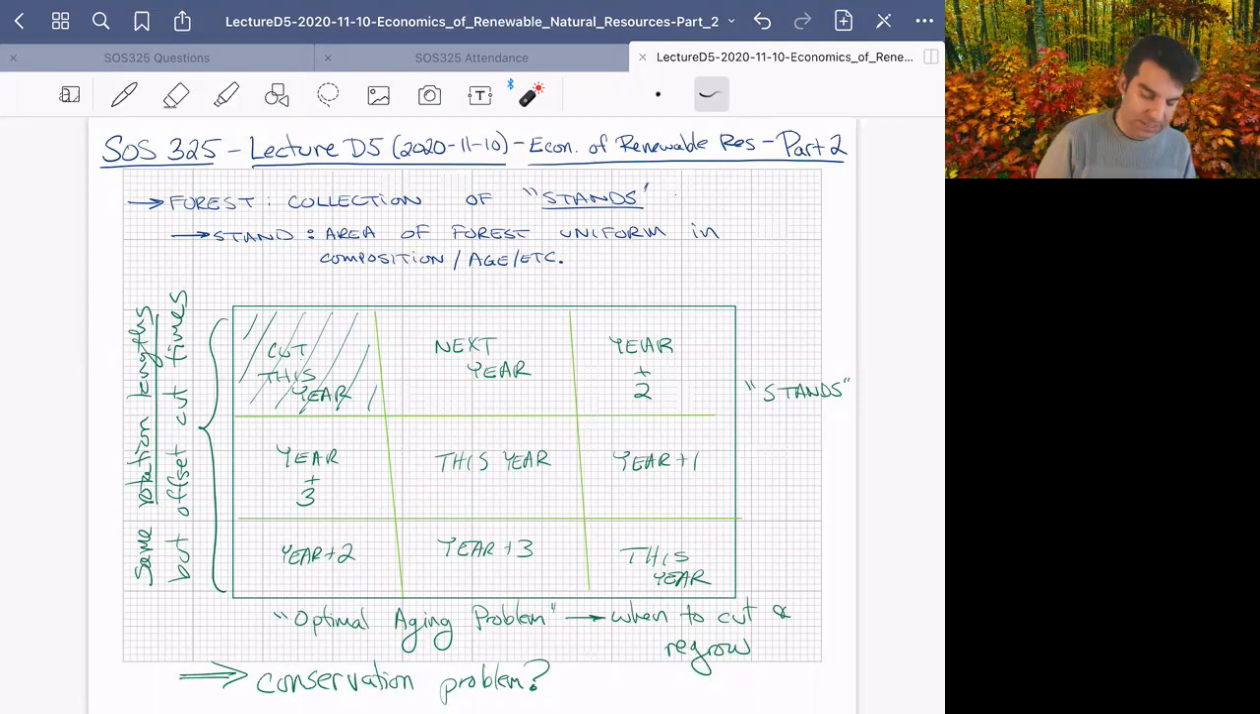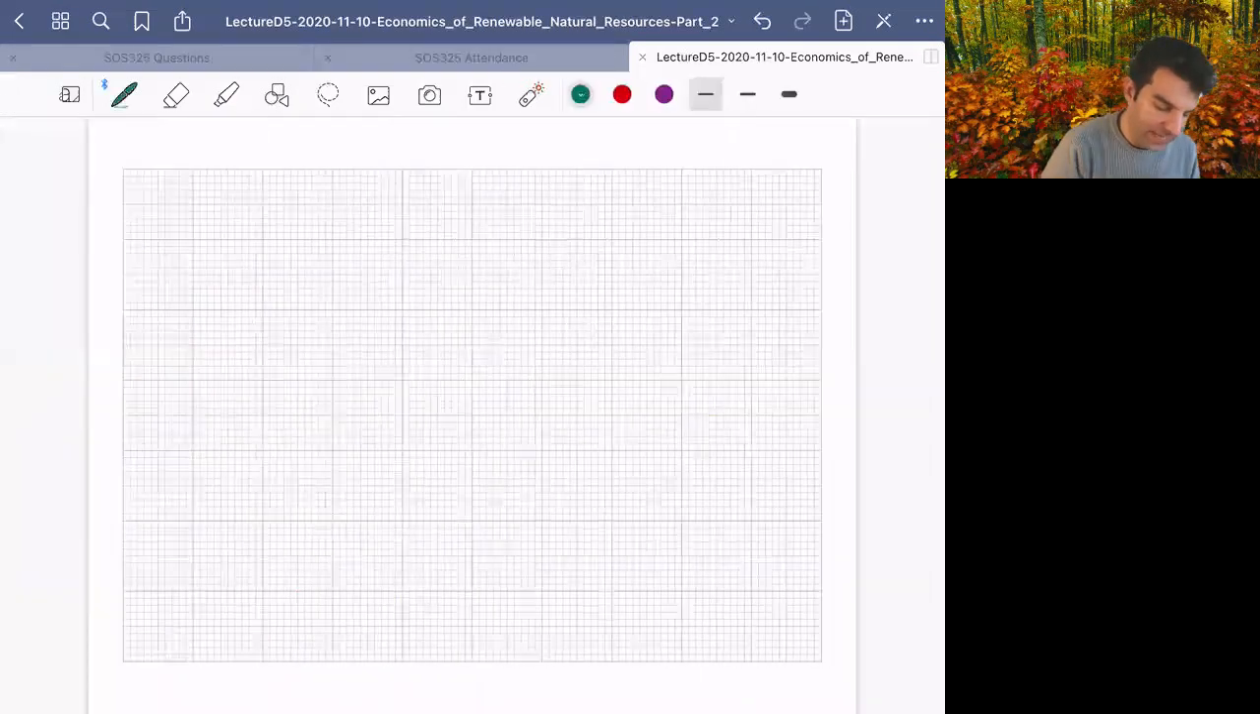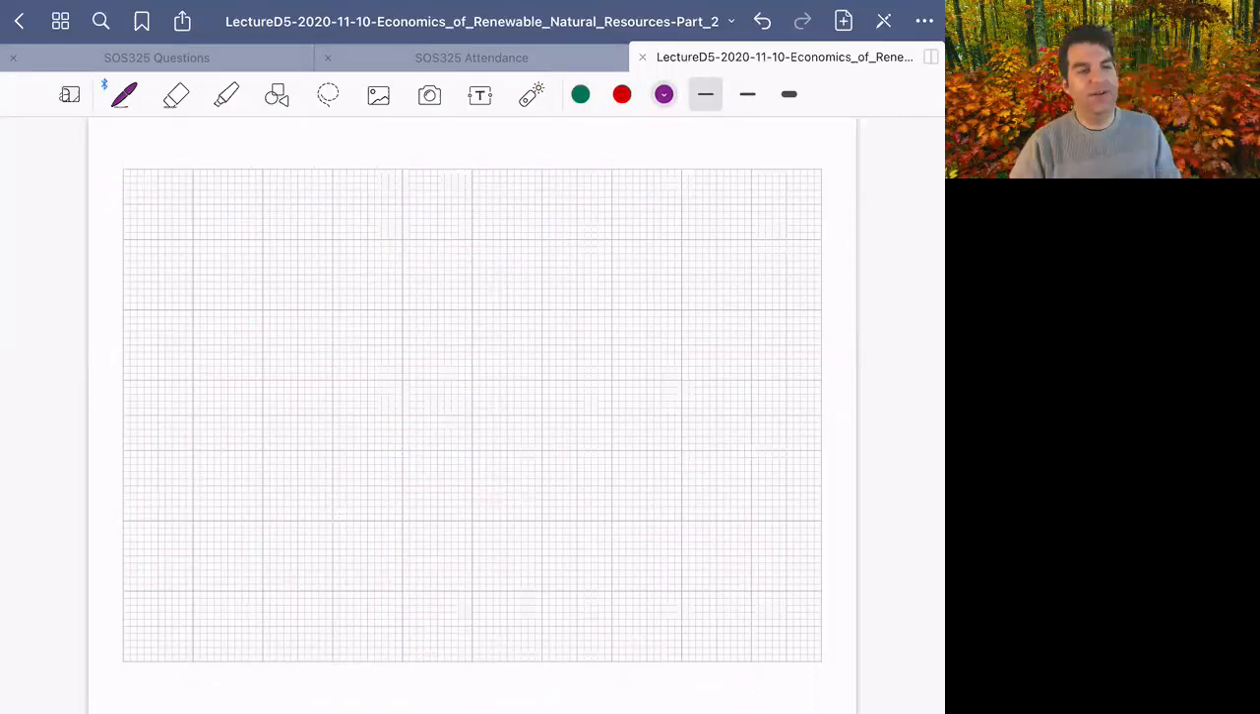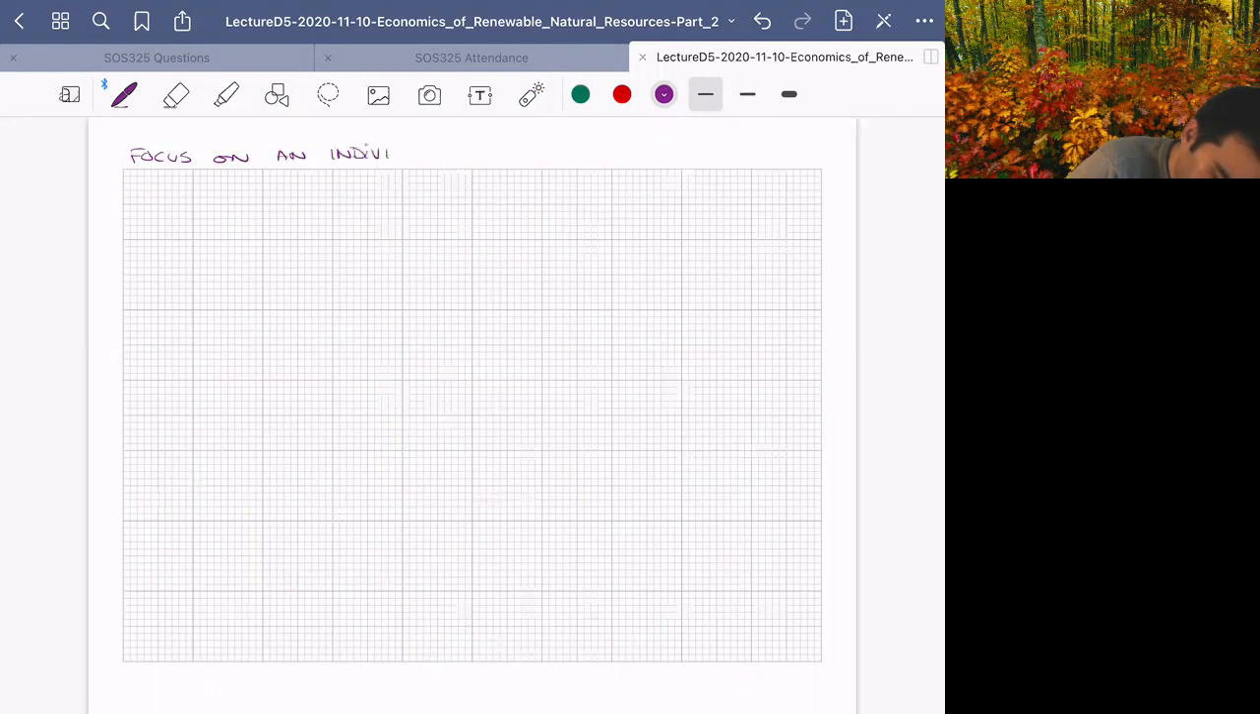Okay. So remember from last time, we talked about if we focus on an individual stand, and then we are again focusing on the so-called optimal aging problem.